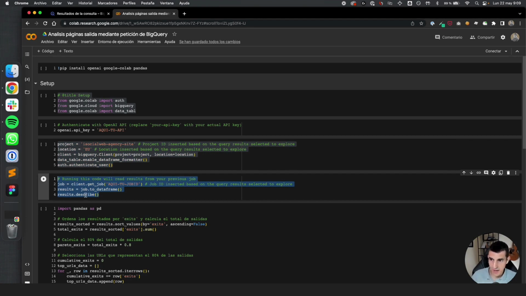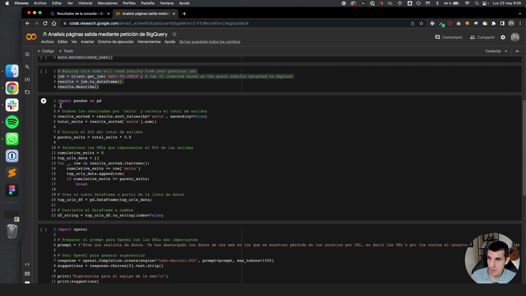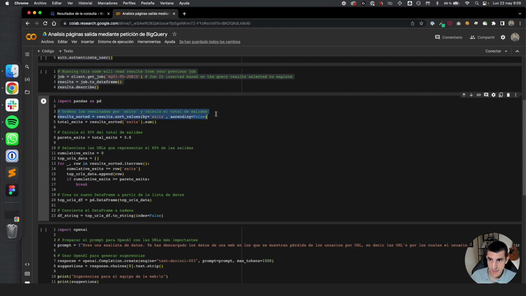What we add is all the OpenAI authentication. Obviously, we install all the necessary dependencies. And then what we do is to avoid the problem of the maximum number of tokens of the 4,000 that Vinci 003 has. What we do is we work by Pareto, and what we say is, hey, look, take these outputs, calculate the total, and then give me 20% of the URLs that have 80% of the outputs. So I focus on the ones that have the most impact.